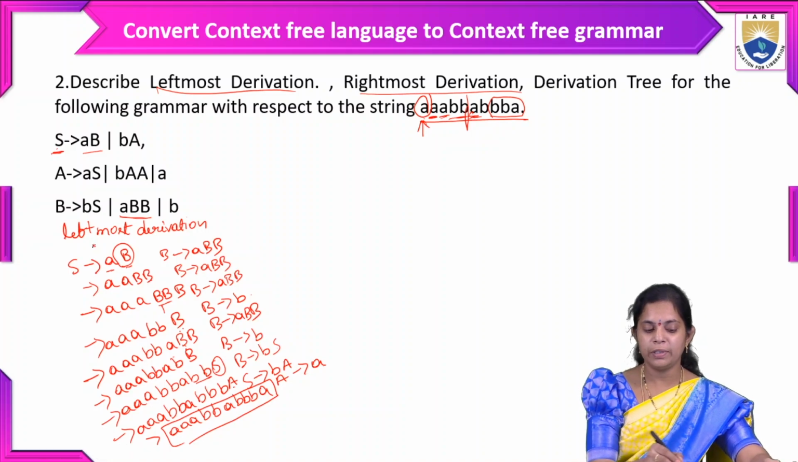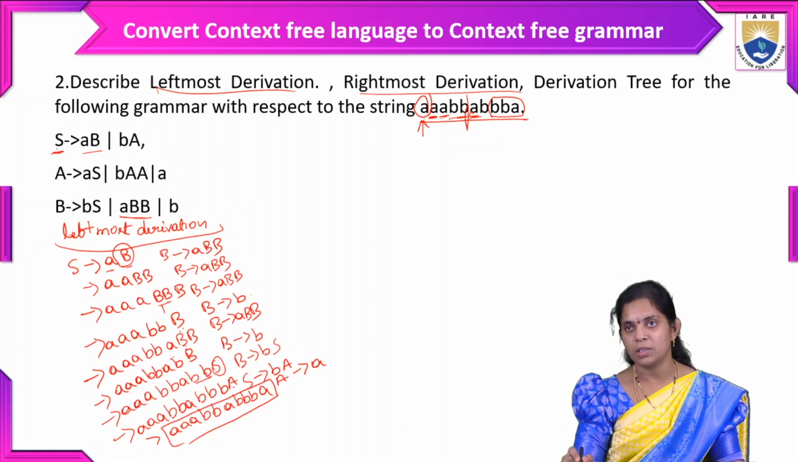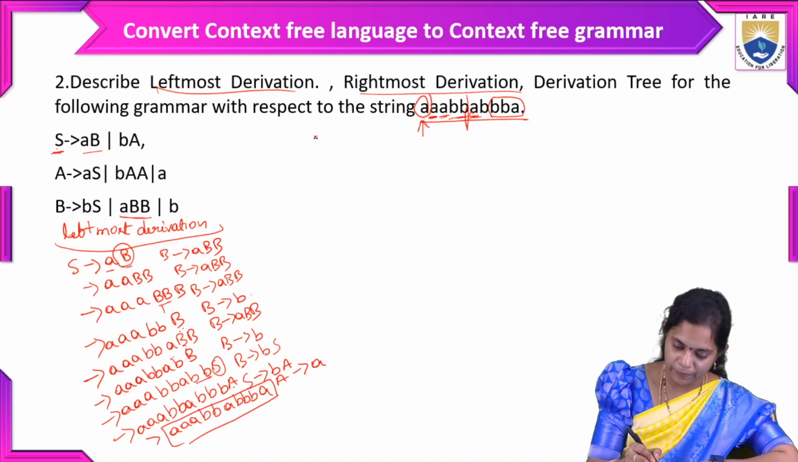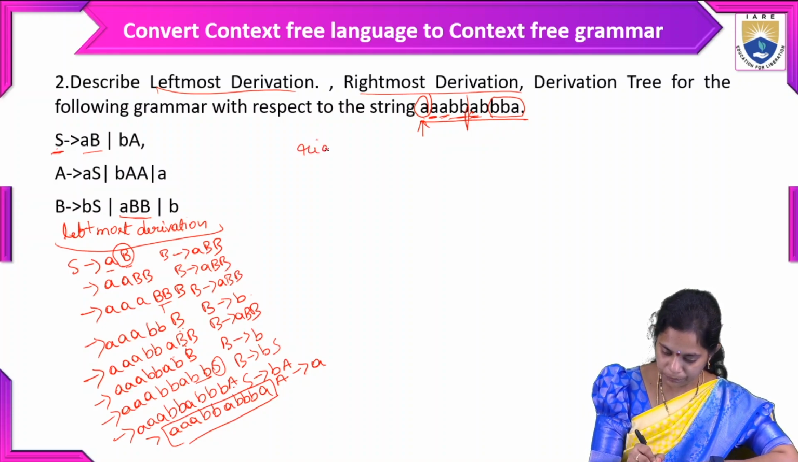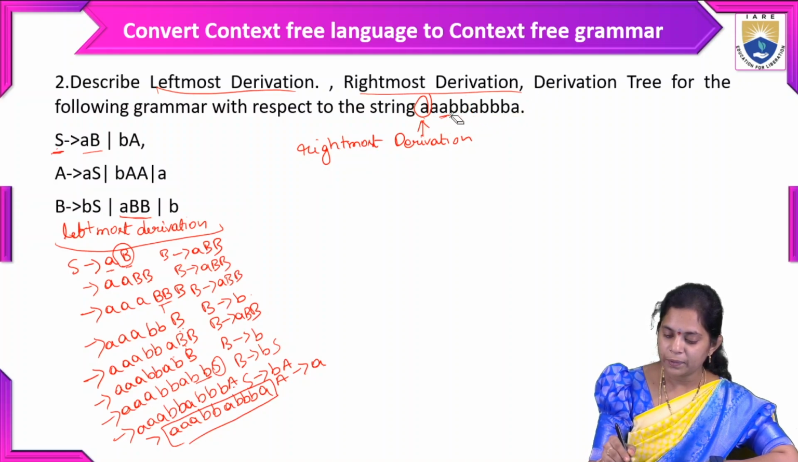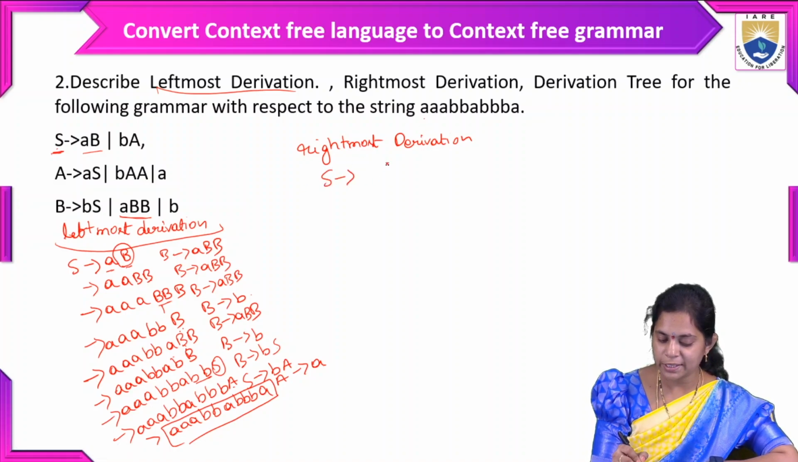Like this, we need to derive the same string by the rightmost derivation. So how do we derive the same string from the rightmost derivation? We will check. Rightmost derivation. First thing, we need to start with the capital first letter, and we need to start from the start state only.